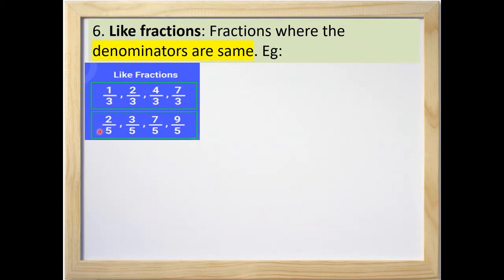See the second example. We have 2 by 5, 3 by 5, 7 by 5, 9 by 5. Again, the denominators are 5 and all the denominators are equal. So such type of fractions are called like fractions.